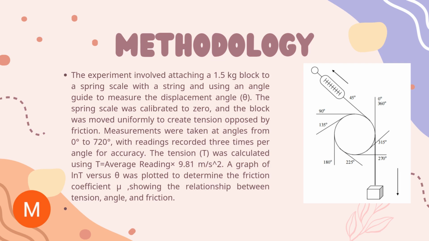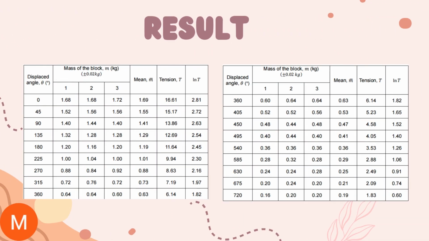The experiment involved attaching a 1.5 kg block to a spring scale with a string and using an angle guide to measure the displacement angle. The spring scale was calibrated to zero and the block was moved uniformly to create tension opposed by friction. Measurements were taken at angles from 0 degrees to 720 degrees, with readings recorded 3 times per angle for accuracy. The tension was calculated using T equals the average reading multiplied by the gravitational acceleration. A graph of ln T versus theta was plotted to determine the friction coefficient mu, showing the relationship between tension and angle. And here is the result of the experiment.